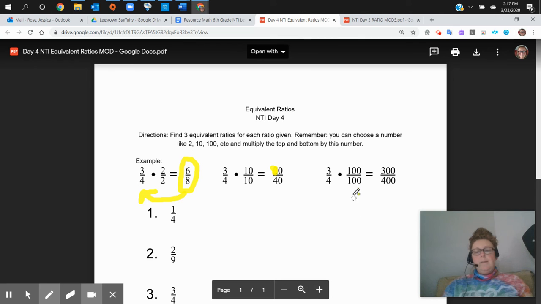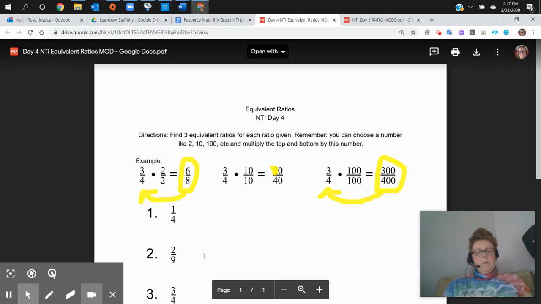Let's look at our next example. We have 3, and I used 100 because, again, it's easy. 3 times 100 is 300. 4 times 100 is 400. So if I were to reduce this 300 to 400, it would bring me right back to my original ratio, which is 3 to 4.